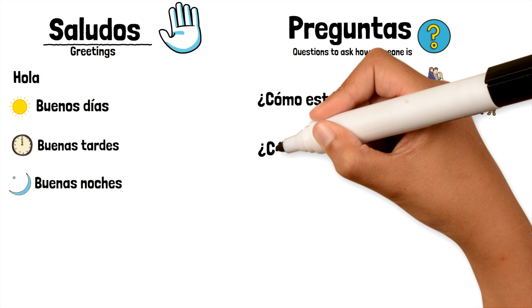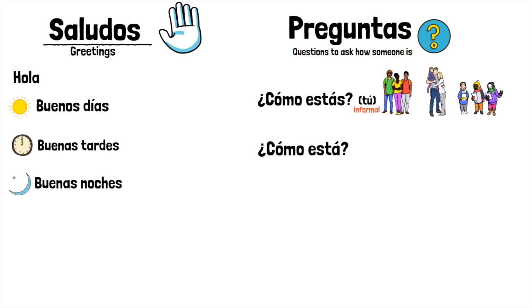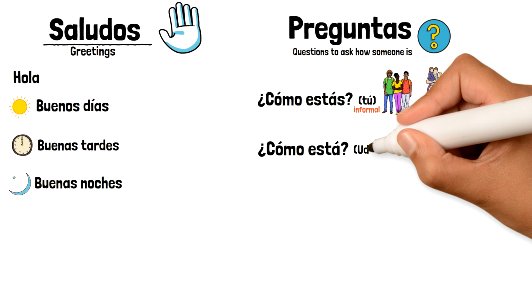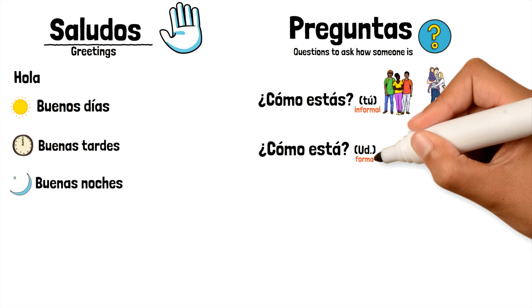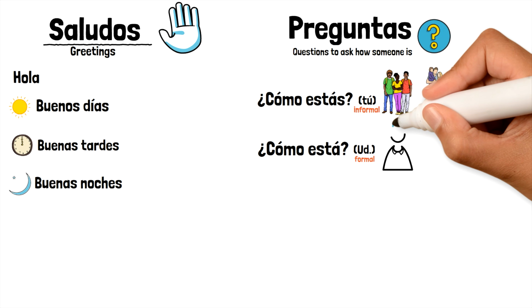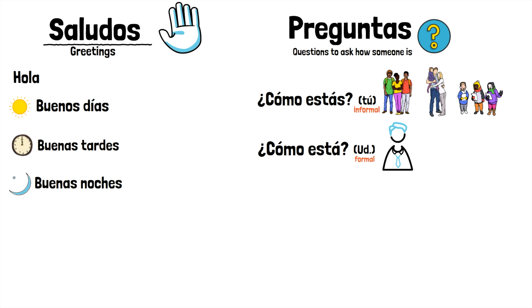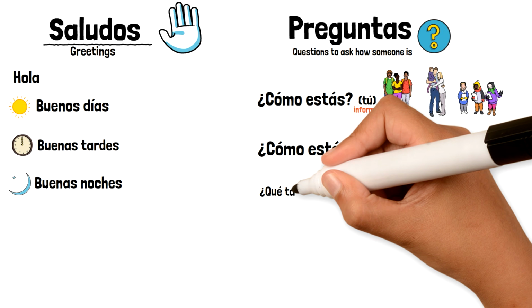In Spanish, we could also say, ¿Cómo está? And that is going to be the usted form. That means we're going to be formal. Use this form when you're talking to somebody you just met or somebody you want to show respect to or somebody who's older. Other ways of asking how someone is include ¿Qué tal?